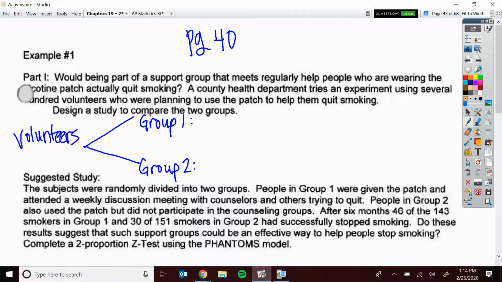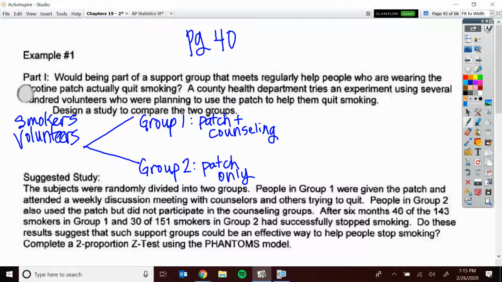All right, so what are the treatments for group 1? Good. So group 1, these are all smokers, by the way. Okay, so these are all smokers who volunteered. And so our group 1, they have a nicotine patch, but they also go to counseling, a support group. And then group 2 is the patch only, the nicotine patch only.